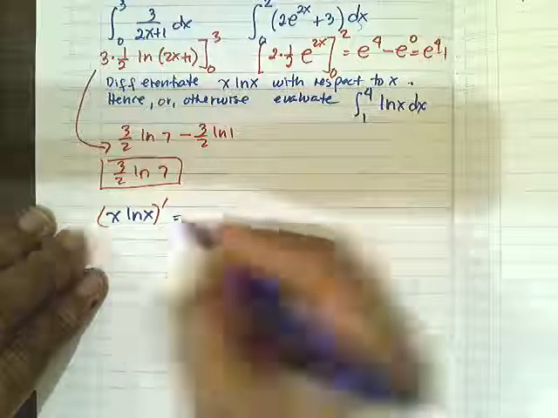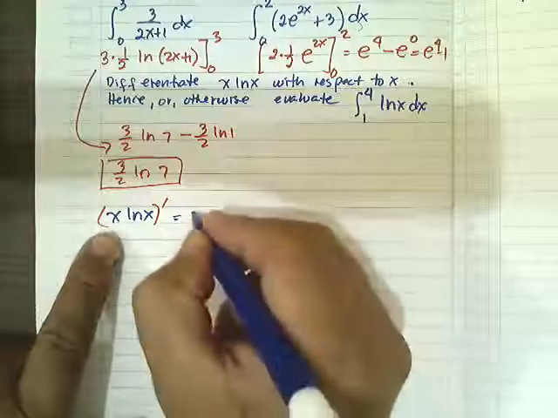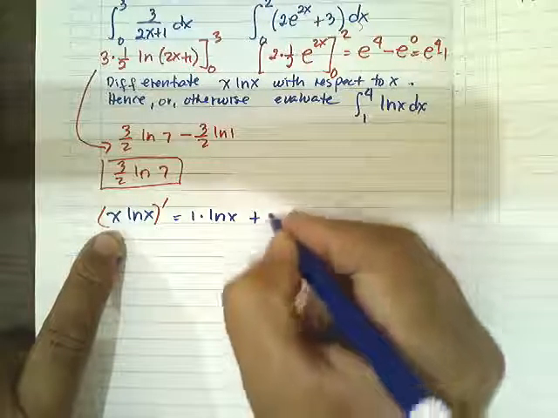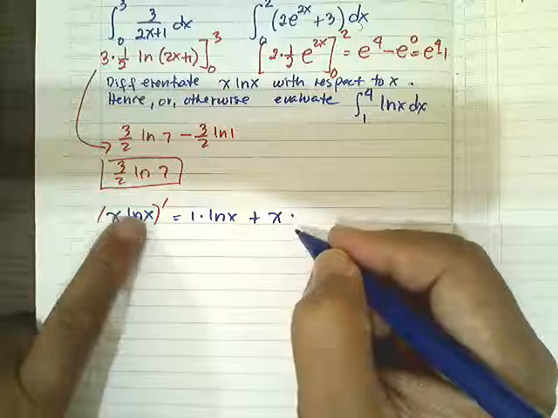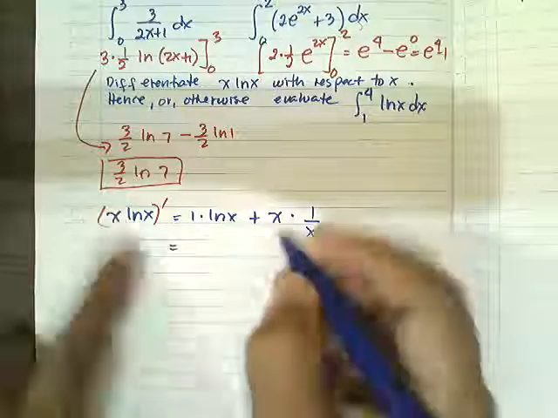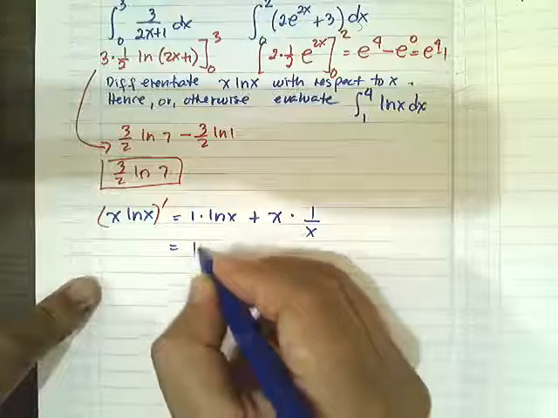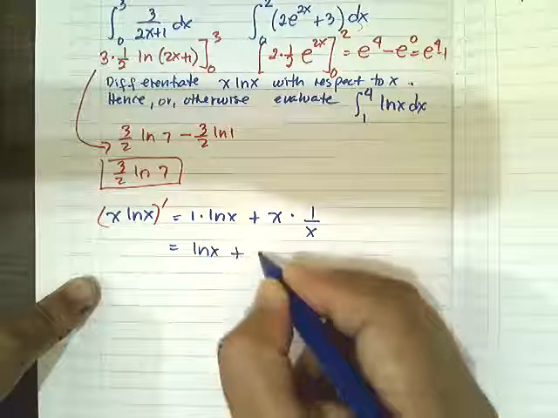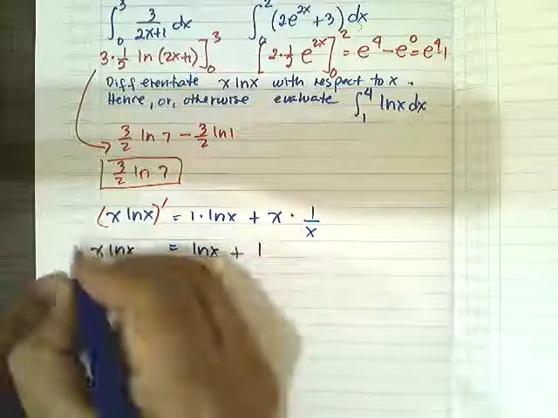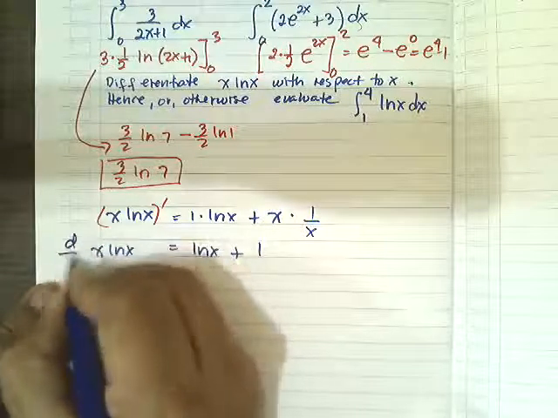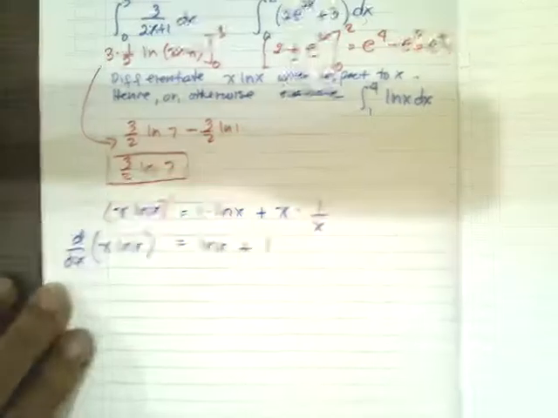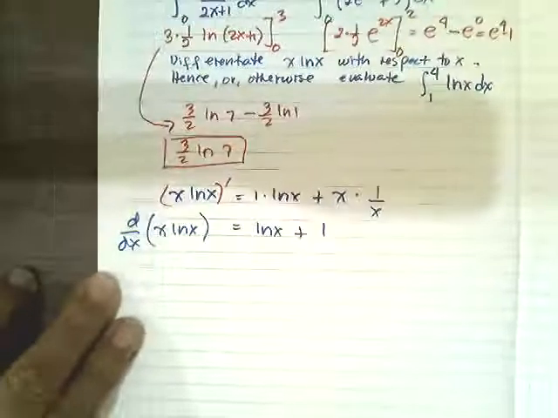So use the product formula. When you differentiate that, the derivative of x is 1 times, copy my ln x, plus you copy your x times the derivative of your ln x, which is 1 over x. So therefore that's equal to ln x plus 1. That is the derivative of x ln x, okay? The derivative of x ln x is equal to this.